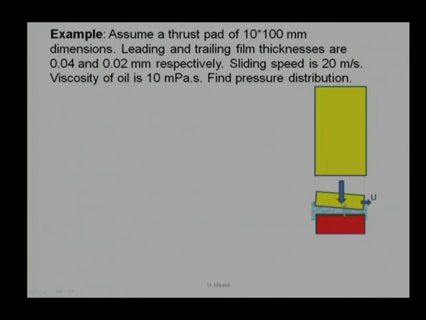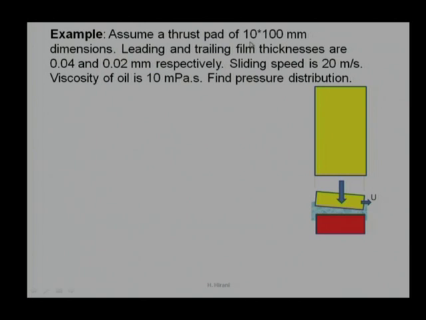I am assuming there is a thrust load, or a load perpendicular to the axis, coming over here. There is one stationary plate and one sliding plate which has a velocity u, and in the present example this velocity is 20 meters per second, which is a very high velocity. And the film thickness at the two junctions is defined. The entrance film thickness is 40 micron and the exit film thickness is 20 micron, which is reasonable, assuming the dimensions are 10 mm and 100 mm. The viscosity of the oil which we are using is something like 10 millipascal second.